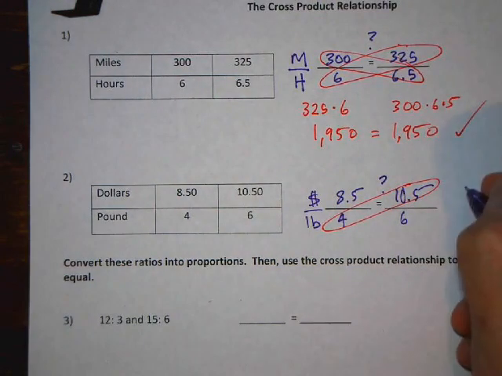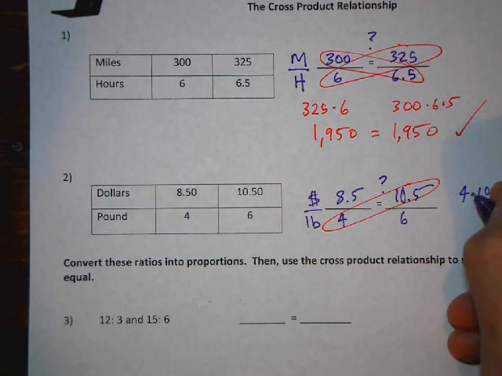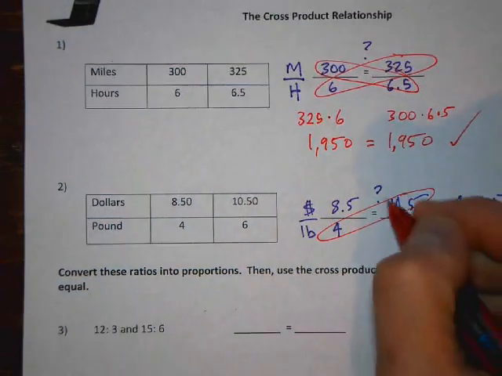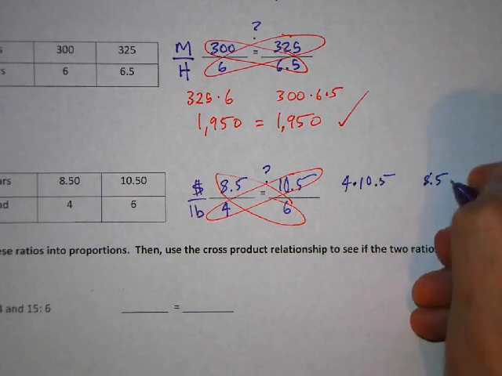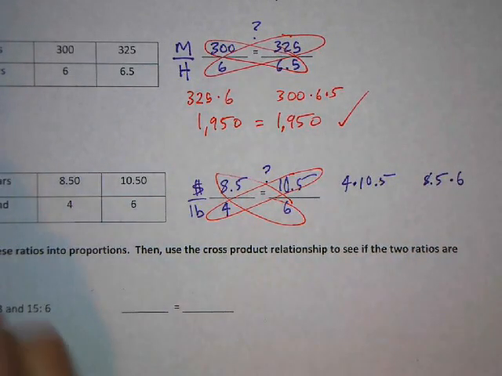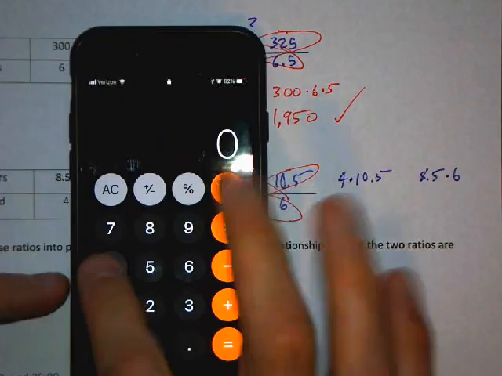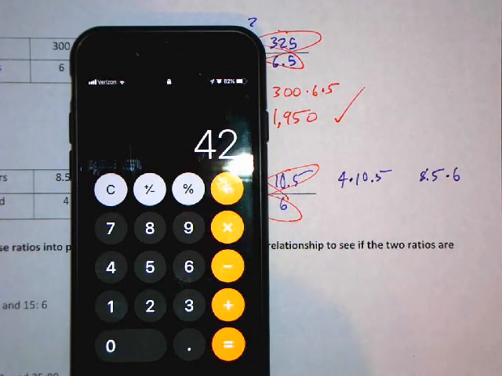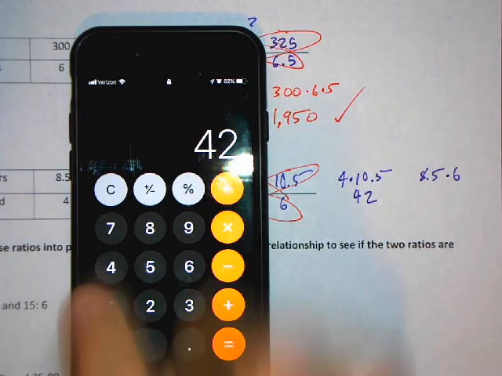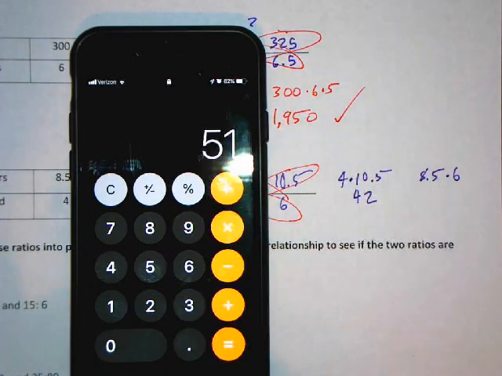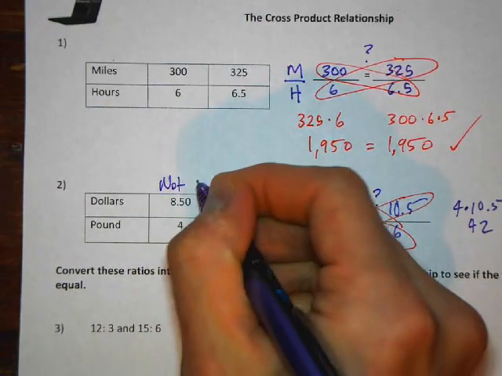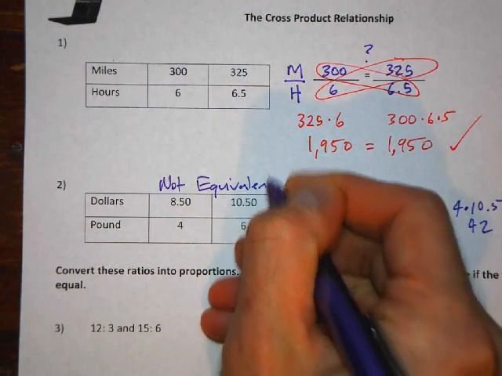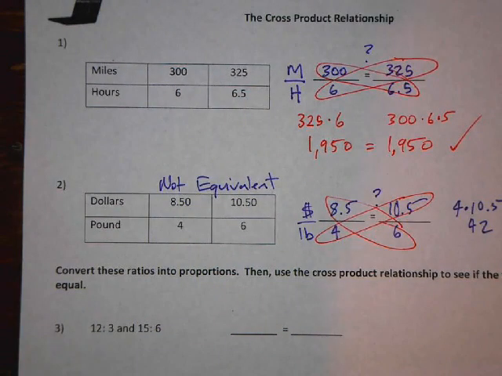So 4 times 10.5. Let me show my work over on this side. 4 times 10.5, and then 8.5 times 6. I'm wondering if those are the same thing. Well, 4 times 10.5, that's 42. And already I can tell 8.5 times 6 is going to be way more. It's 51. So these are not equal. And that tells you that these two rates are not equivalent. It's a different rate, different cost per pound.